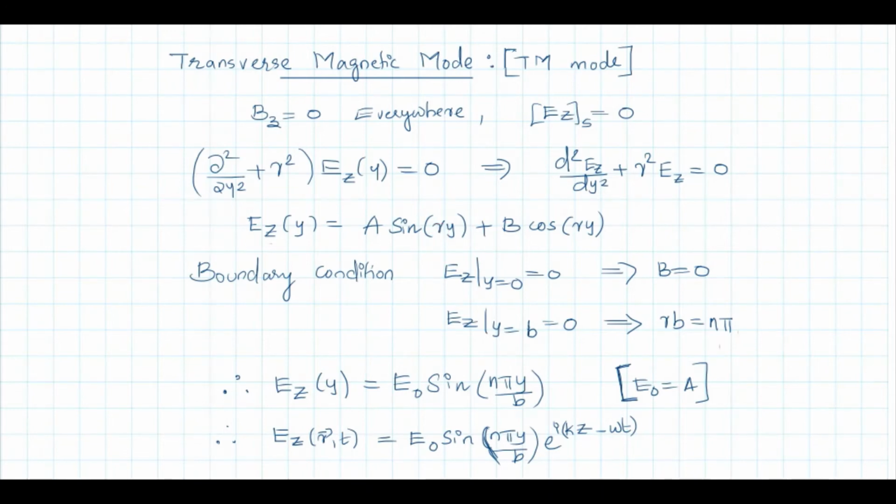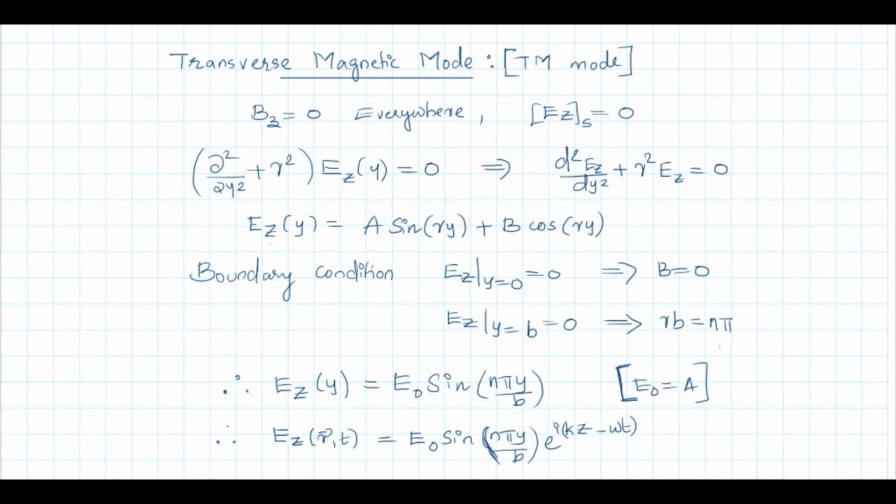So the solution is Ez of y equal to E0 sine n pi y by b. Then what is Ez of r, t? We already separated the z dependence and t dependence. They have the form e raised to ikz and e raised to minus i omega t. So a complete solution Ez of r, t is E0 sine n pi y by b e raised to i(kz minus omega t). There is no x dependence because in the x direction the electric field and magnetic field are constant.